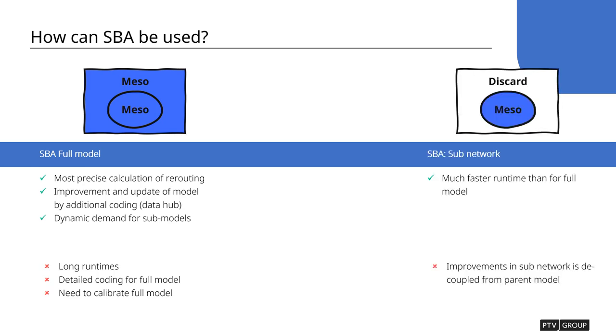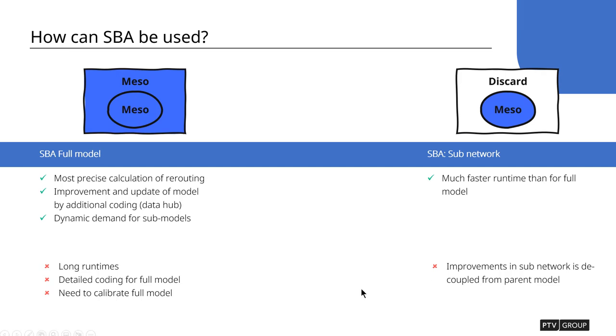So the second option could be to cut a subnetwork and apply SBA only for the subnetwork. That, of course, has the advantage that everything is faster. You do not need to code as much. The runtime is faster, but there is also a big disadvantage. Any improvements you do in the subnetwork are decoupled from the parent model and therefore lost for the parent model.